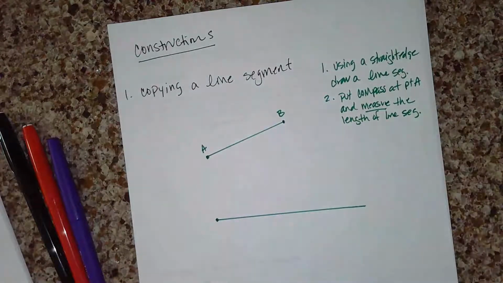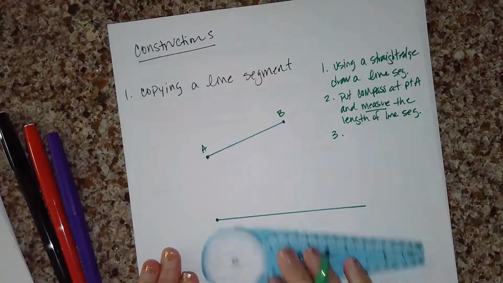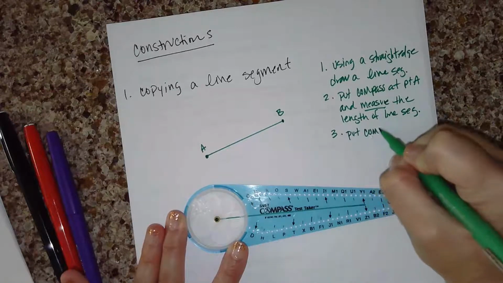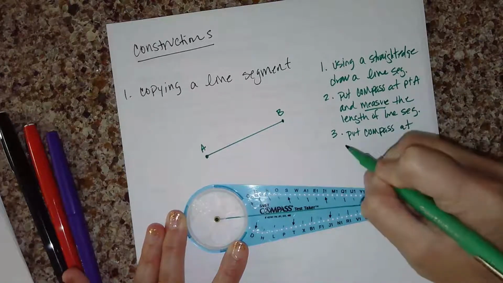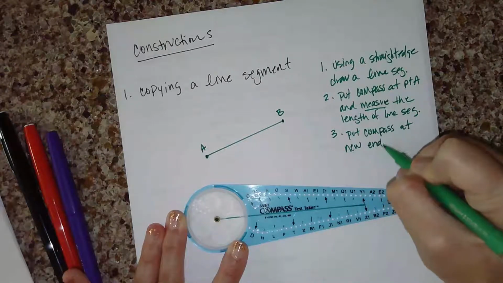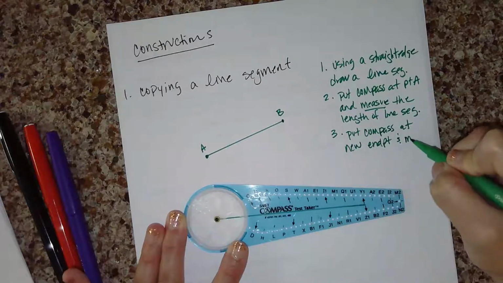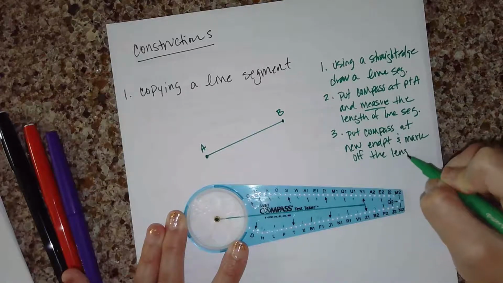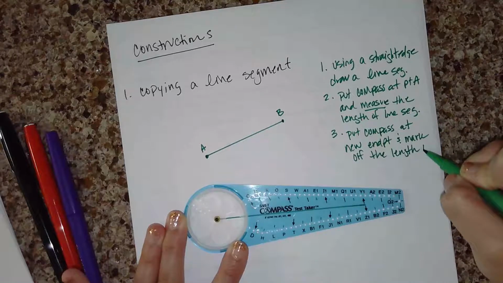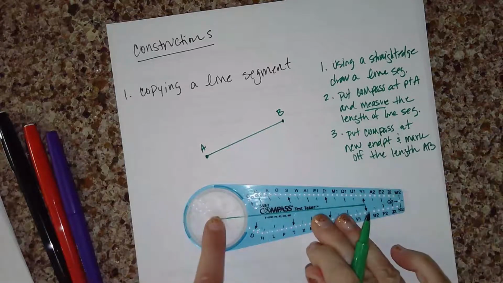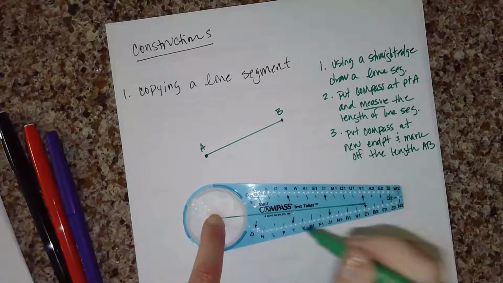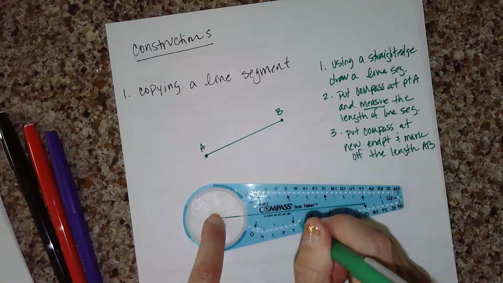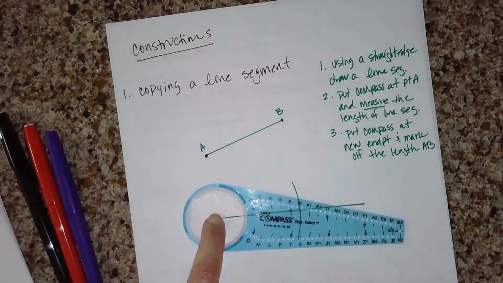Okay, fantastic. Next, you're going to put your compass at the new endpoint. And then I want you to mark off the length that you measured above. So the length of AB. For example, I'm going to put my new compass here. I'm going to put my pencil into this little dot here because that's where I measured above. And I'm going to swing it around.